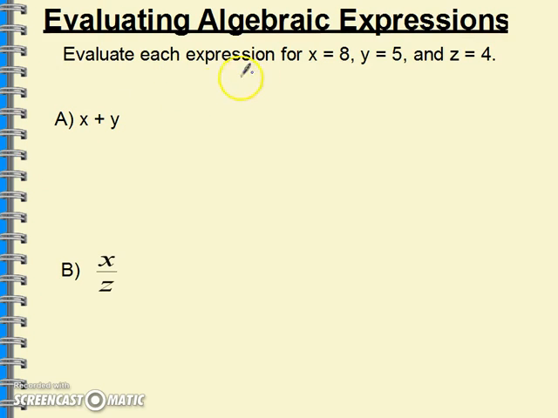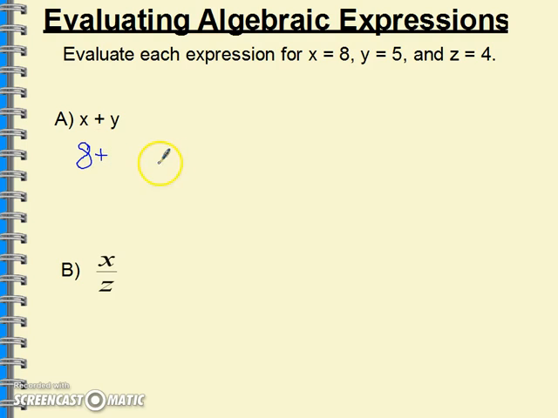Let's try evaluating algebraic expressions. Evaluate each expression for x equals 8, y equals 5, and z equals 4. We're going to use substitution. We're going to substitute each variable for the numerical value that it stands for. Since x equals 8, if we look at A, we can replace x with an 8. Everything else in the expression stays the same.